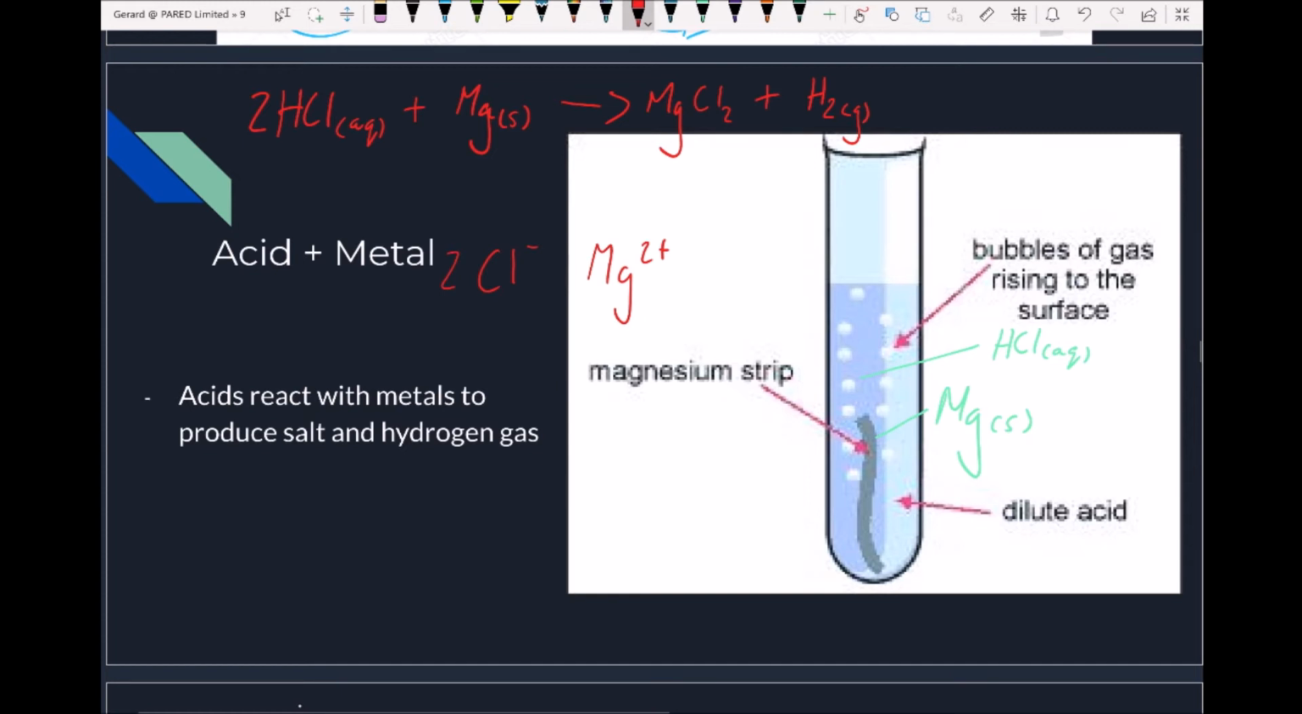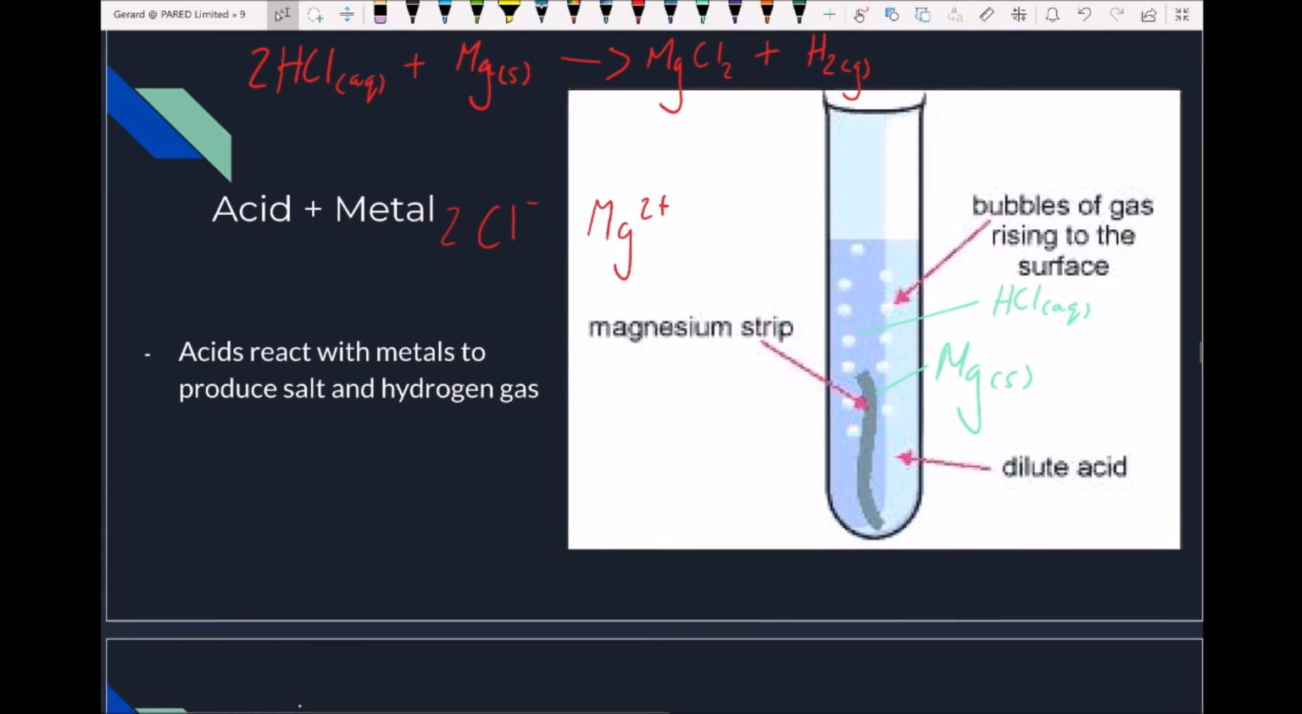So when you add magnesium to acid, you are going to see bubbling occurring. Those bubbles are hydrogen gas, and you can test that using the pop test. You place a lit match over the top of the test tube, and you'll hear a sort of pop or squeak sound, and that will tell you that that was hydrogen gas.